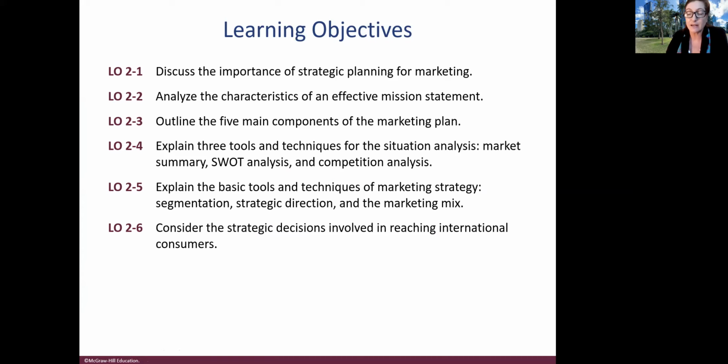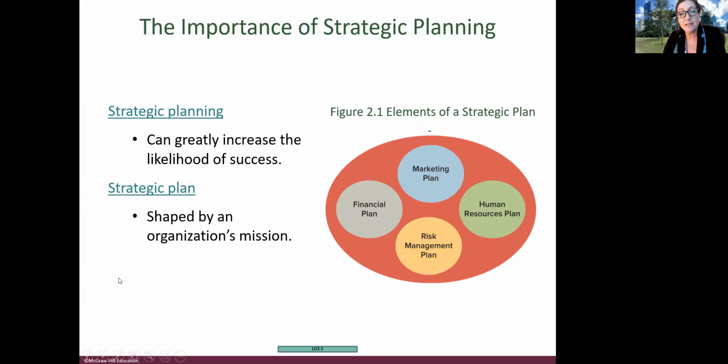And that's a nice segue to take us into Chapter 3 about the global environment. But for now, let's talk about the importance of strategic planning. So strategic planning is a key success factor. It's shaped by an organization's mission, and an organization's strategic plan comprises these 4 elements: the marketing plan, the human resources plan, the risk management plan, and the financial plan. Okay, so we're going to focus in on the marketing plan.